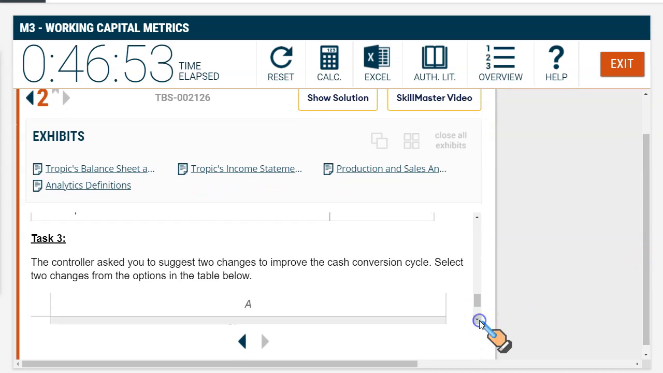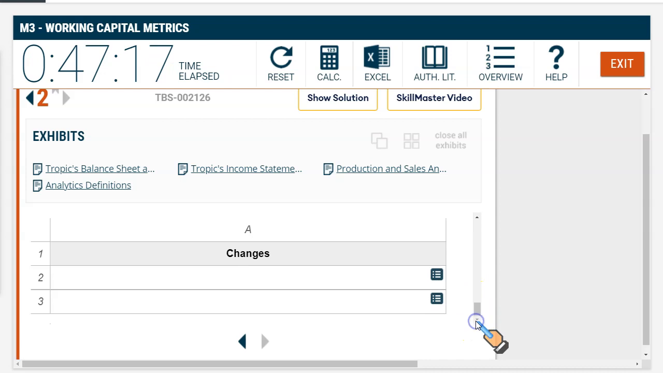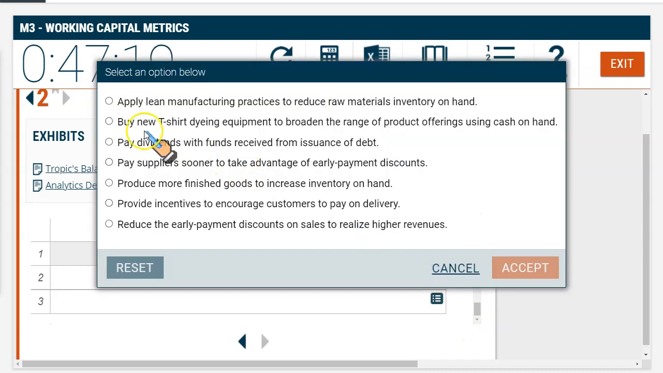All right, what is remaining? Task 3. The controller asks you to suggest 2 changes to improve the cash conversion cycle. Okay, select 2 changes from the options in the table below that you think will be a good way to shorten your cash conversion cycle, or to improve your cash conversion cycle, to be more precisely said. All right, let's see the first one.